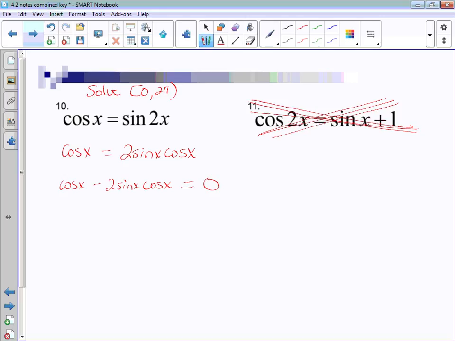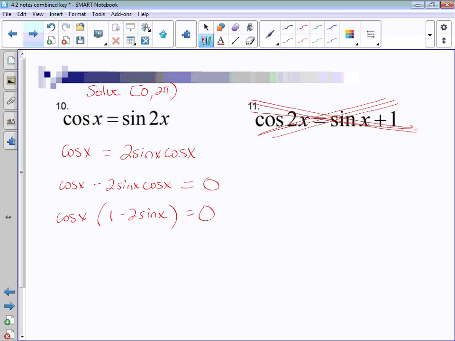Guys, this is something that seems to have gotten lost in your algebra land. You can never divide by a variable. I can't divide both sides by cosine of x because you'll lose half of your solution, which is a problem. Looking at the left side of your equation here, what can you factor out of both of them? Cosine. What would be left in parentheses? 1 minus 2 sine x. Very good, guys. We're making progress.